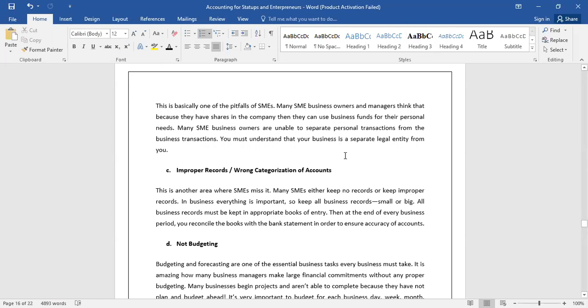Now, the third challenge, okay, with most startups, it boils down to the same that I've said. We've already mentioned these things countless times. Improper records or wrong categorization of accounts. This is another area where startups miss. Okay, startups or small businesses either keep no records or keep improper records. In business, everything is important. So keep all business records, whether big or small.